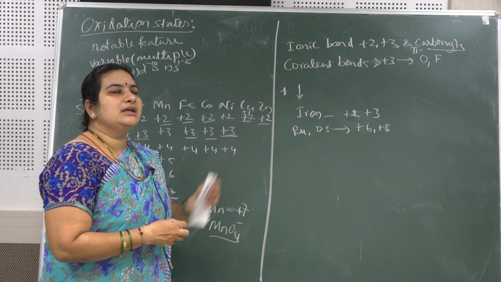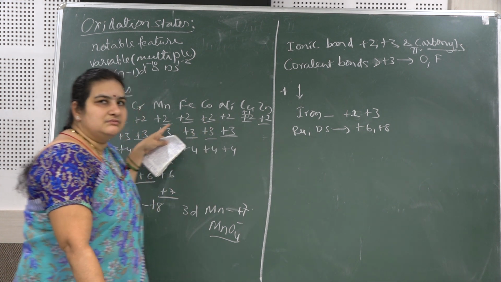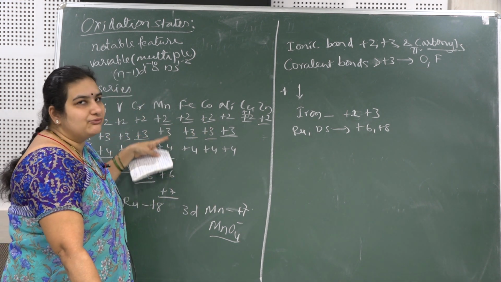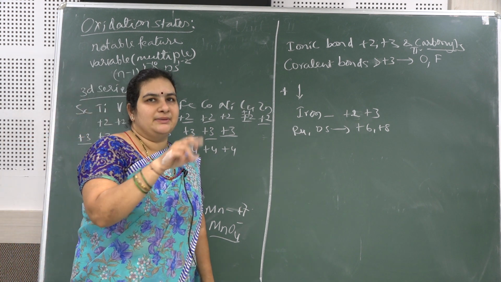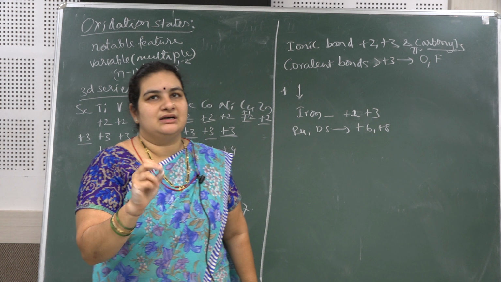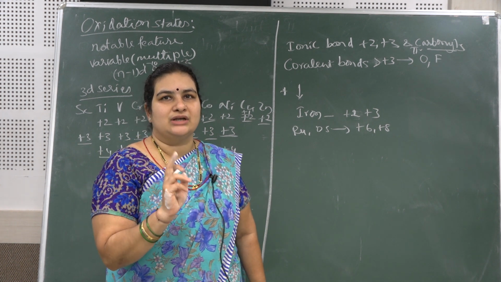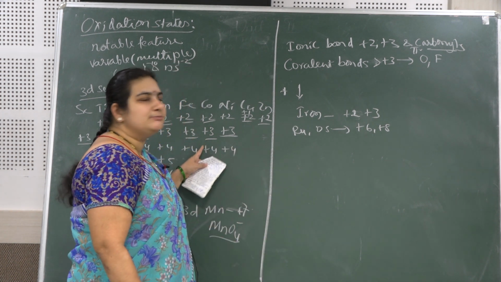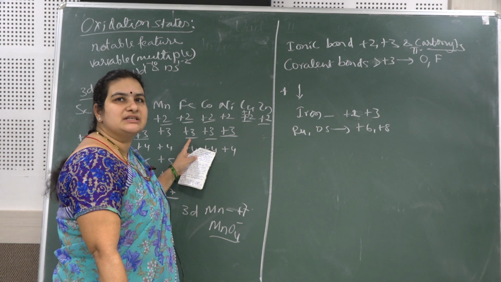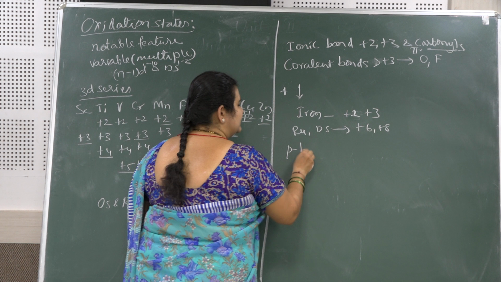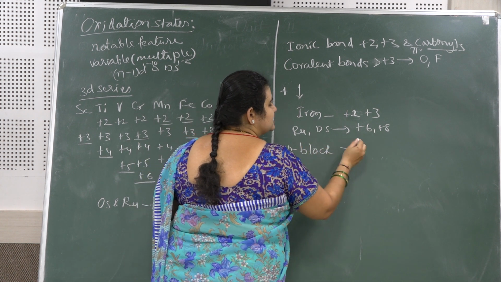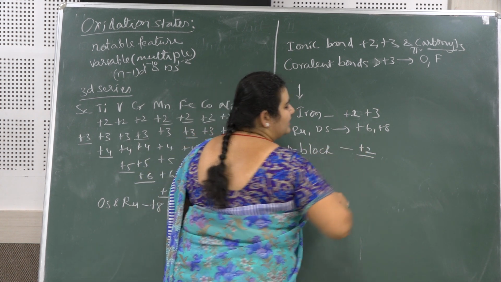Here there will be a variation of 1 electron in the d electrons. That means from one element to another, we are adding 1 electron, so in the d block elements, these oxidation states will differ by 1 unit, whereas in the p block elements, the oxidation states will generally differ by 2 units.